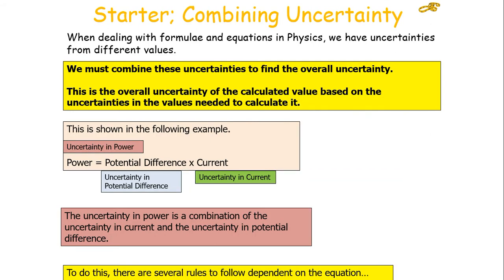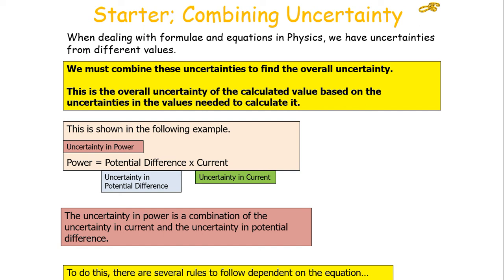Now, when dealing with different formulae and equations in physics, we have uncertainties from different values. So we've got to combine these uncertainties to find the overall uncertainty of a value. This is the overall uncertainty of a calculated value based on the uncertainties in the values needed to calculate it. For example, if we wanted to work out the uncertainty in the power, and we know power equals potential difference times current, we've got to consider the uncertainty in the potential difference and the uncertainty in the current, and combine them in some way to work out our uncertainty in the power.